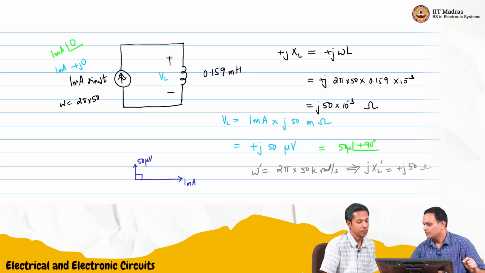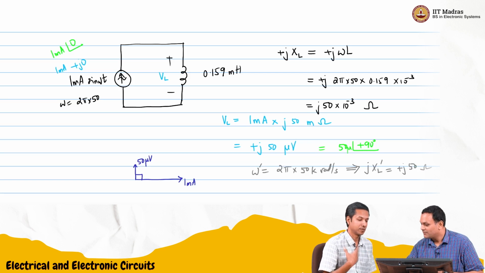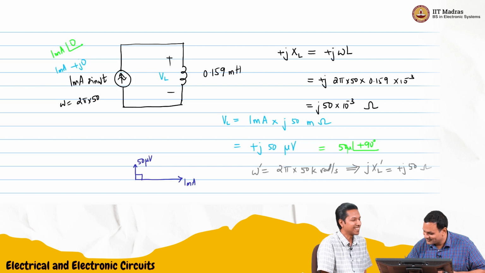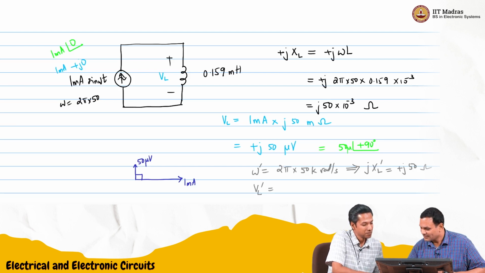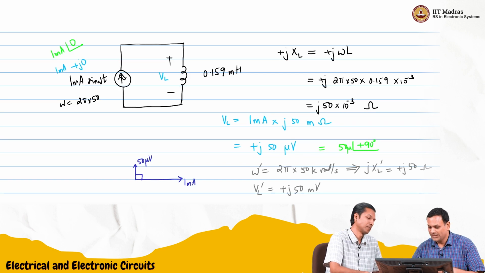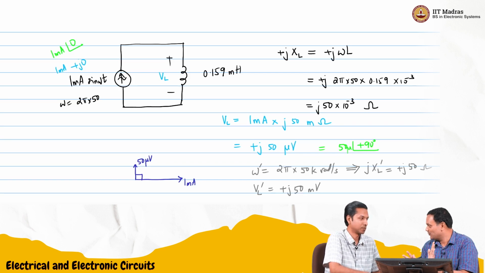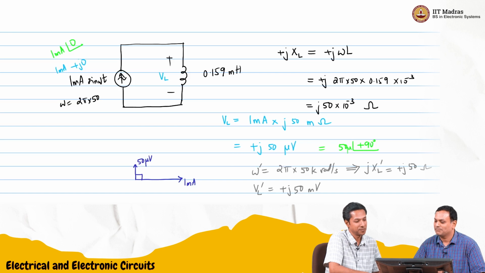So then the voltage would now be 50 milli. At least some reasonable number. So then this will be plus J 50 millivolts. So nothing happens to the phasors if you just increase the frequency. The magnitudes of the phasors will go up or down. That's very interesting.